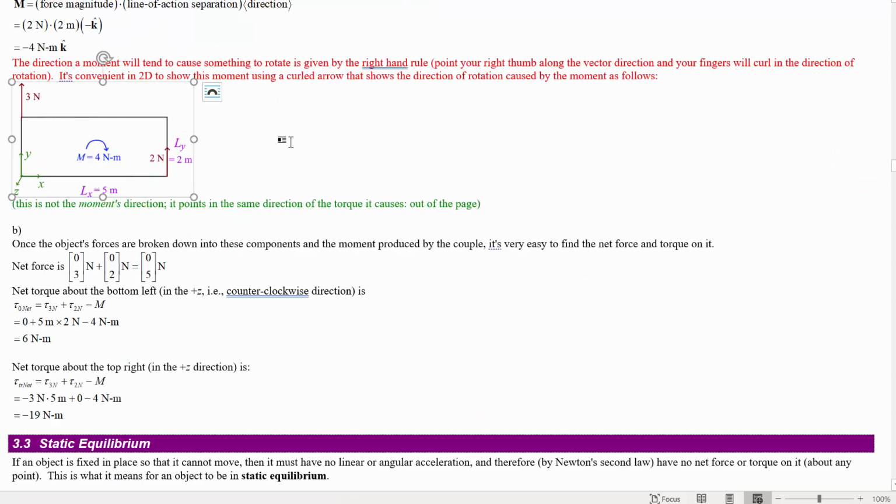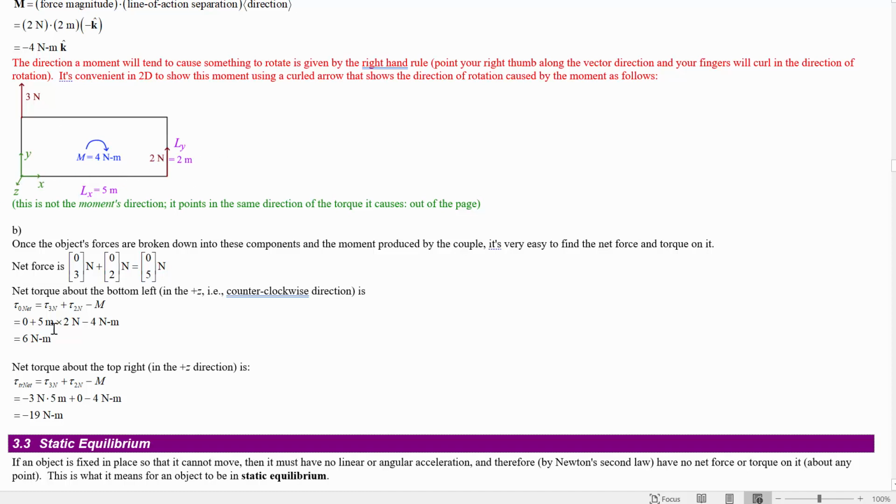So for this system, the net force is going to be just this plus this. It's all in the y direction. It's 5 newtons up, same as we got before. And the net torque about the bottom left, we're only going to need this 2 newtons multiplied by that 5 meters. So that's going to be 10 out, and we've got this 4 in from the moment. So that'll give us a 6 out.